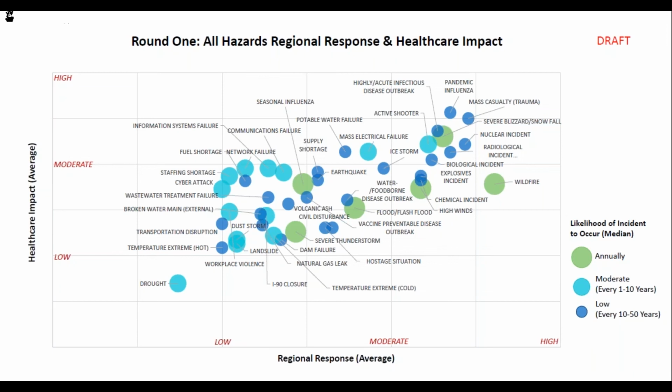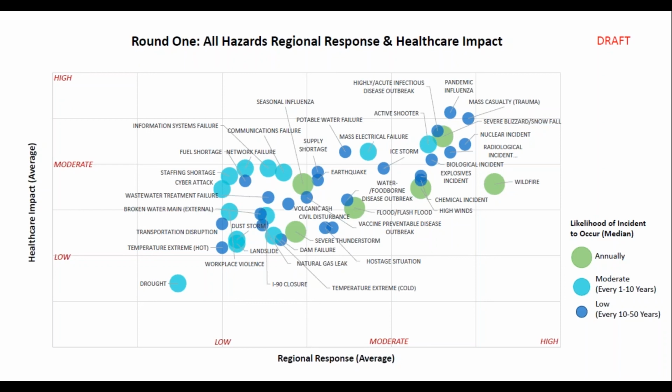Okay. So this is data that's not been put through the tool. This is just kind of a visual representation at this point. I'm a really visual learner, so I was really curious to see what it looks like when we throw it up on a scatter plot. So to sort of explain this, we have the healthcare impact charted against the regional response level, and then the size of the bubble corresponds to the likelihood of the incident. So bigger bubble means that it happens more frequently.